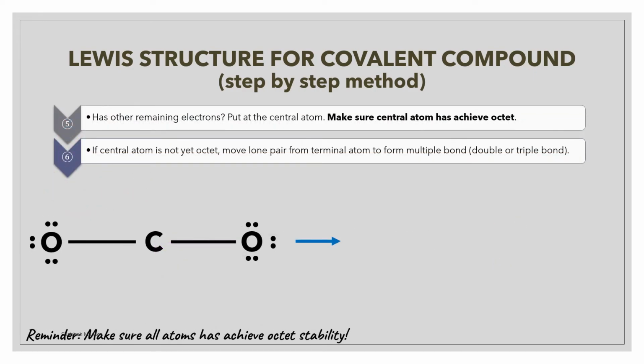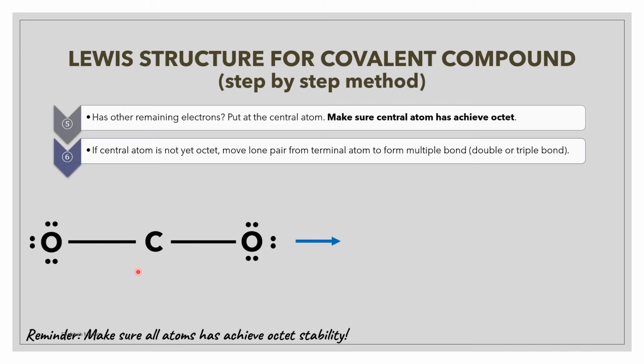So do we have other remaining electrons? The answer is no. We have no more remaining electrons. So cuba awak check octet stability untuk setiap atom. So this O has achieved octet 2, 4, 6, 8. This O has achieved octet 2, 4, 6, 8. And for this carbon, it has 2, 4. Seems like this carbon or central atom has not yet achieved octet.